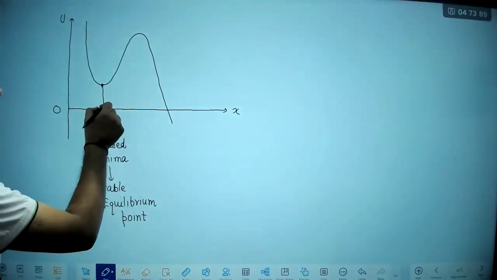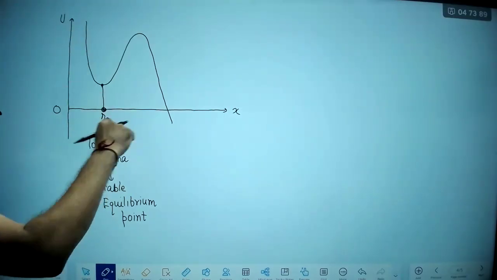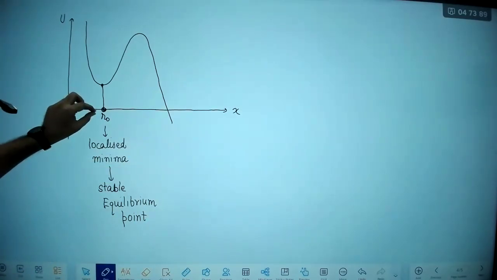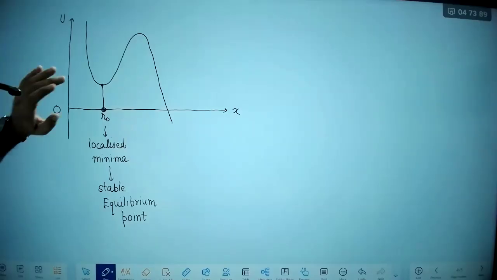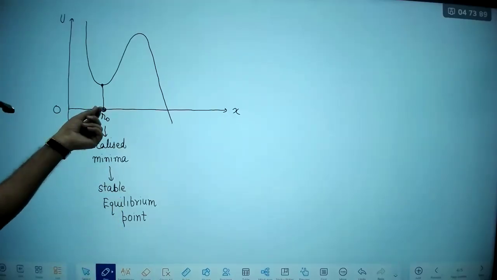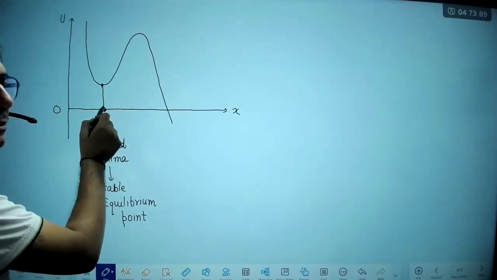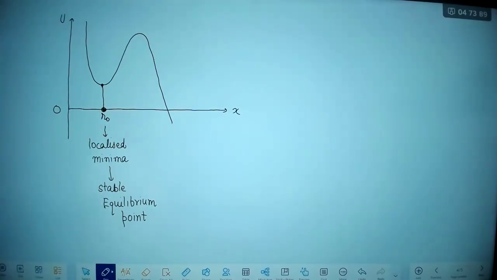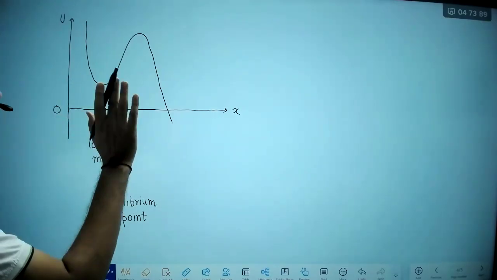What I'm saying is, if you place a particle here in this field, where the potential is due to some type of field, and it is at rest, then it will remain at rest for infinite time, unless you disturb it. At this equilibrium point, the net force acting on it is 0. So the particle will remain at rest. Kinetic energy will be 0. If you place it at rest, it will remain at rest.